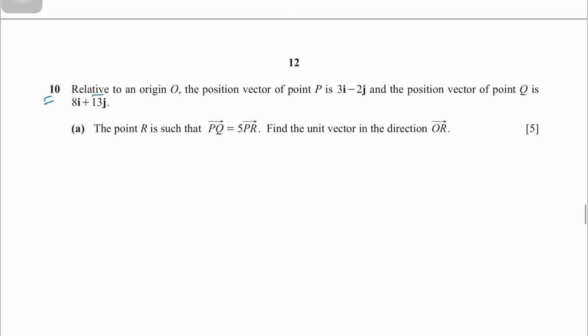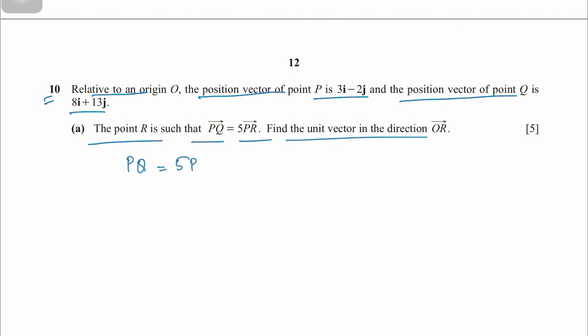Moving on to question 10, we have the relative to an origin. The position vector of P is this, the position vector of Q is this. The point R is such that PQ is equals to 5PR. Find the unit vector in the direction OR. So it needs a unit vector in the direction OR. So let's just calculate OR first. PQ is equals to 5PR.